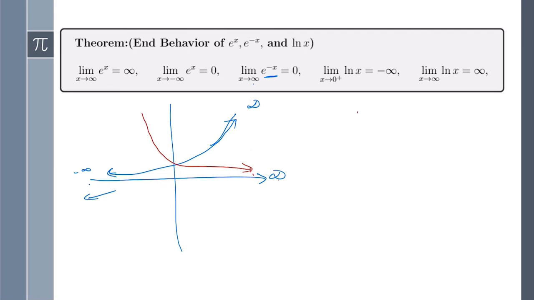Similarly, for the natural log, the graph looks like this. So as x approaches 0 from the right, the function goes to negative infinity. As x approaches infinity, the function approaches infinity. So those results are important. We use them a lot.